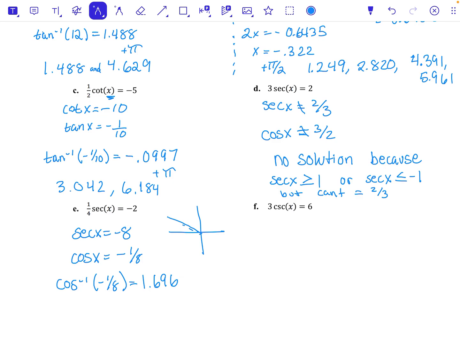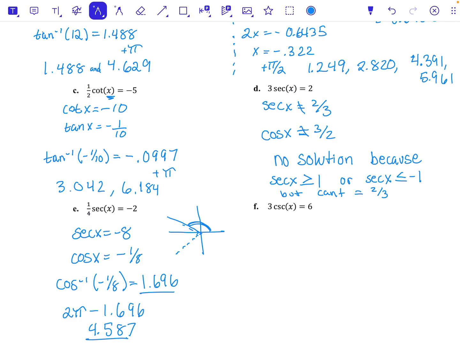So if it helps to draw a picture, there's my first angle. Its matching pair should be down here in quadrant 3. So to figure out that angle measure, I like to do 2 pi minus 1.696, which would get me 4.587.